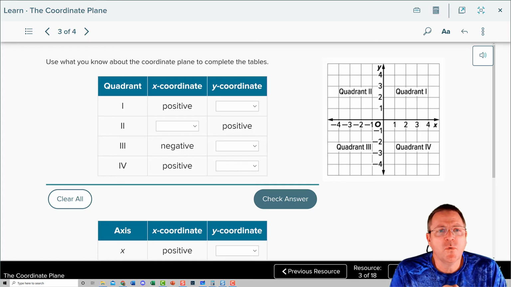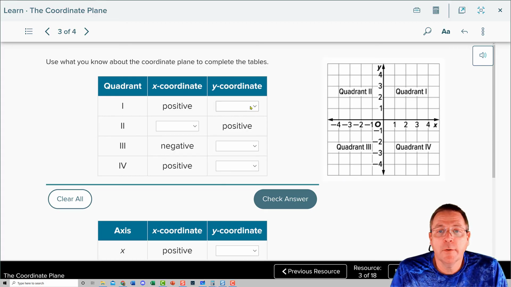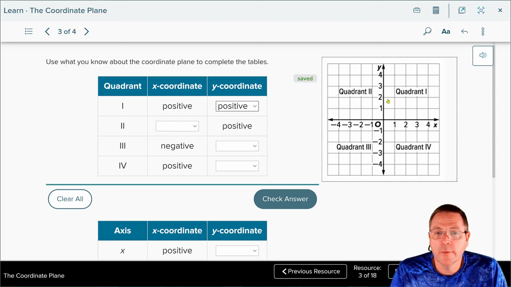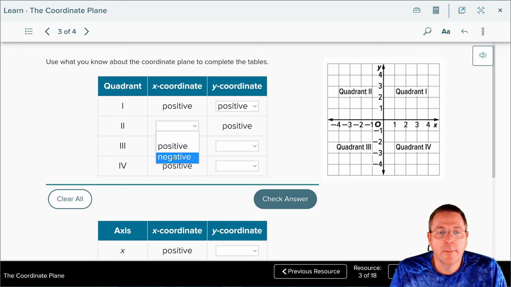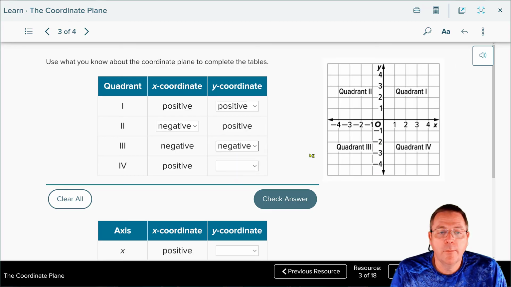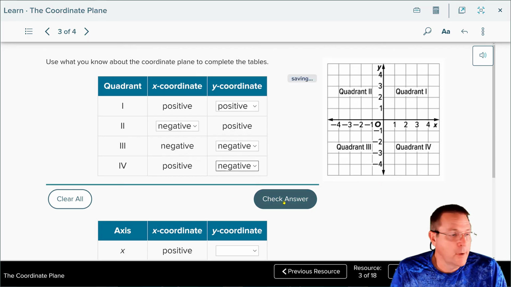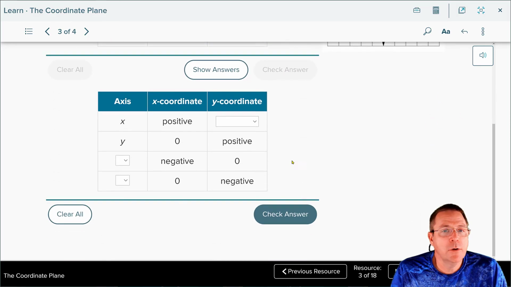So now we're going to use what we know about the coordinate plane to complete the tables. Quadrant 1, that's this quadrant here, our x value is positive and our y value is positive. In quadrant 2, that's the one right here, our x value is going to be negative, while our y value is going to be positive. Our next one, quadrant 3, is right here. Our x is negative and our y is going to be negative as well. And finally, quadrant 4, this one right here, our x is going to be positive, our y is going to be negative. So we're going to check that, and that part checked good.